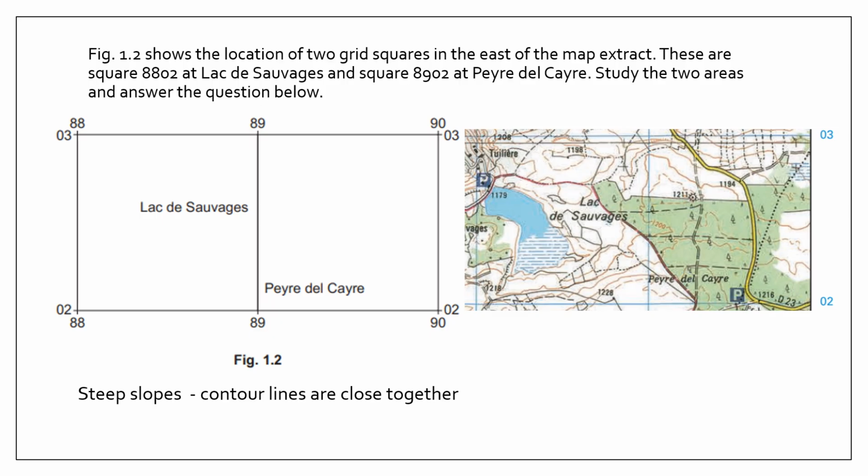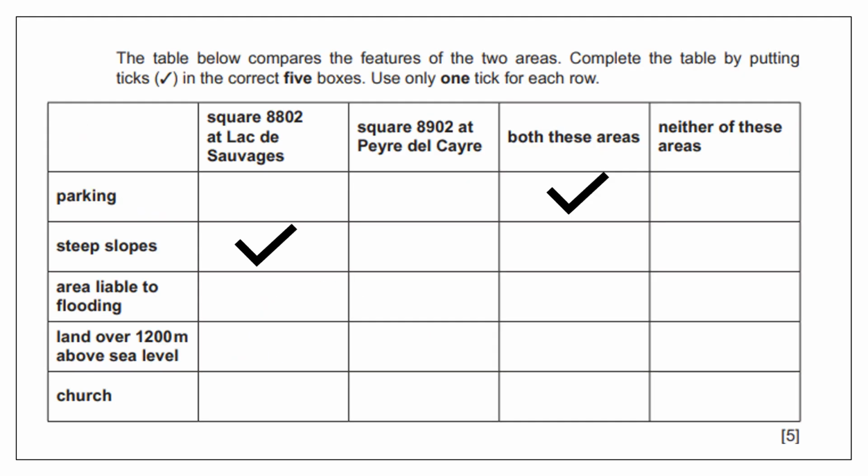Next one, I'm looking at steep slopes. So I need to find any evidence within the grid squares where these lines are close together. In the top left of the grid square, the contour lines are very close together, and also in the south of the grid square, they're also quite close. Contour lines in the other grid square are quite far apart, so really I'm going to say that it is just the first one that has steep slopes present.